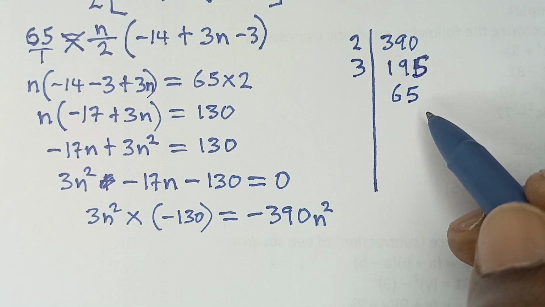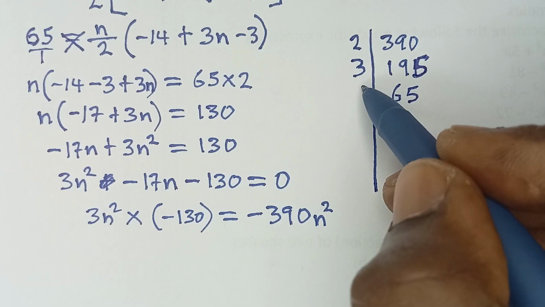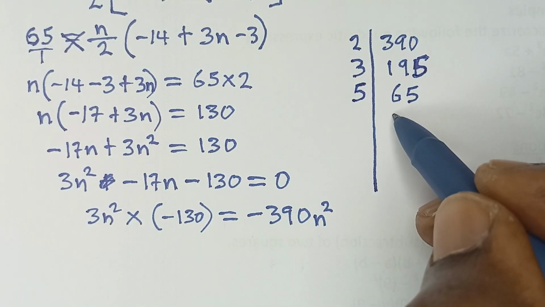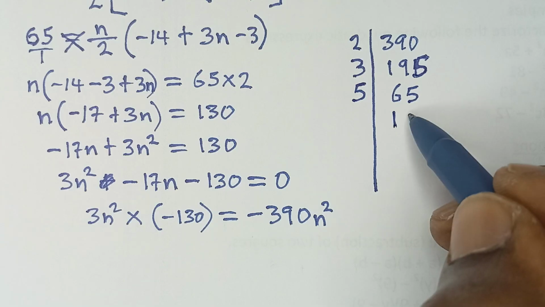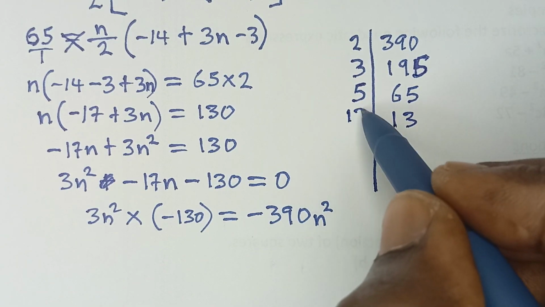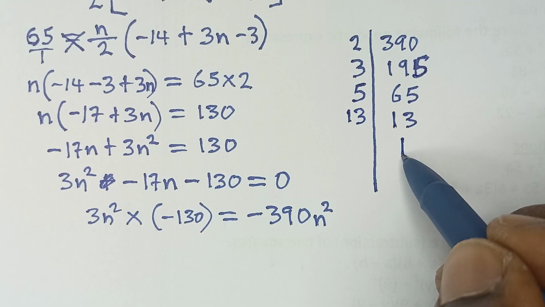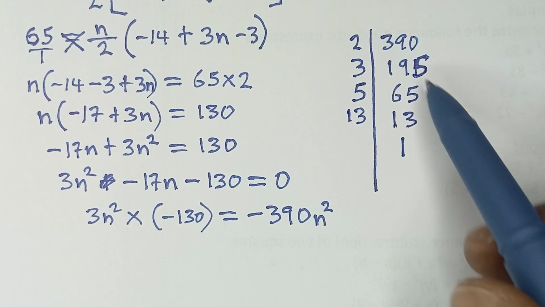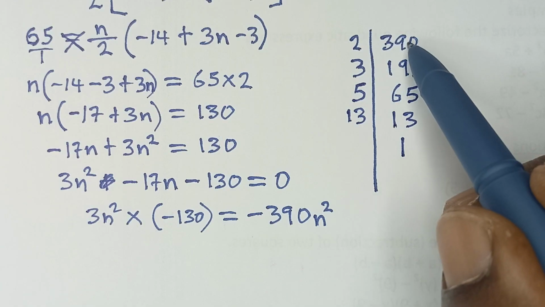And then 65 can divide 5. 5 is the smallest number that 65 can divide, and that will give us 13. And then 13 is a prime number, so it can only divide itself. So 13 in 13, we have 1. So now the next thing for us to do, don't forget we are looking for factors of 390.